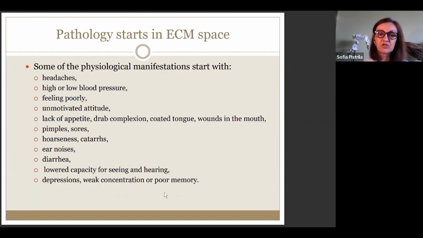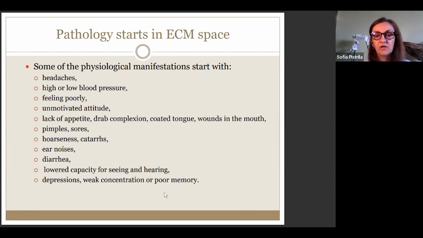So how pathology starts in the extracellular matrix space. For you as a practitioner, how would you know immediately that you have to work on that? I would say, to be honest, as a tip for you, work on that anyway. Work on that from the beginning, without even having horrible diseases or symptoms. But these are the symptoms that we see all the time in our practice, right?